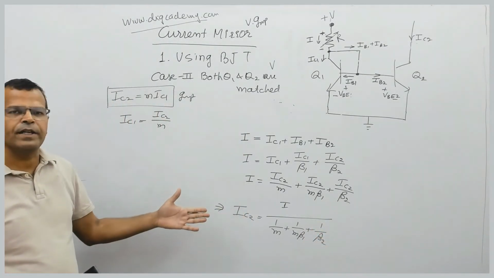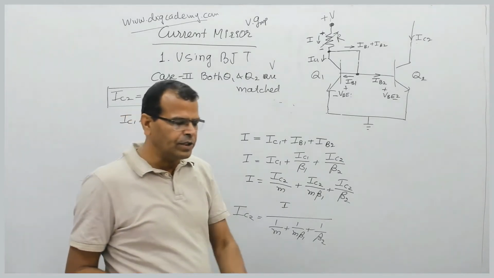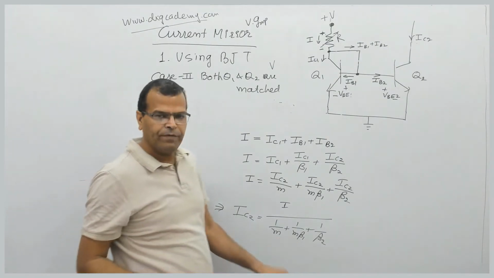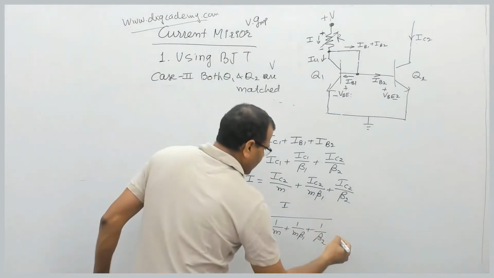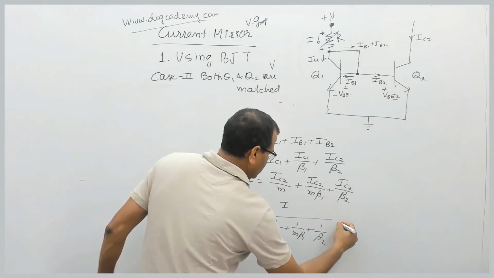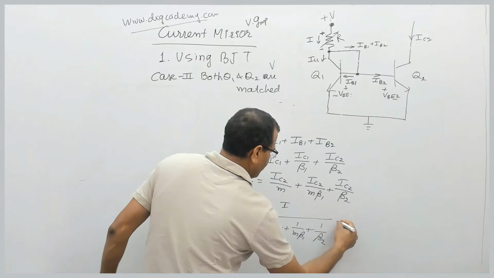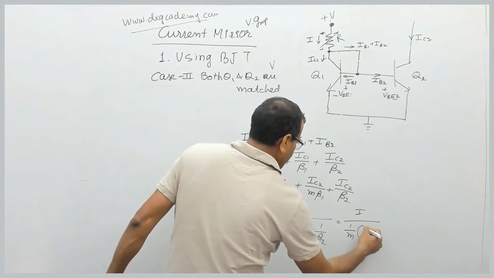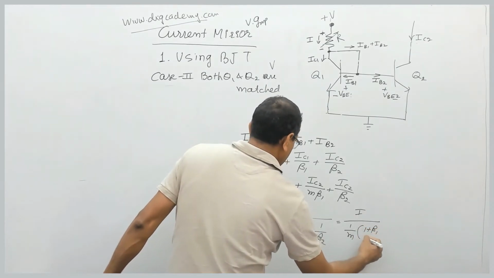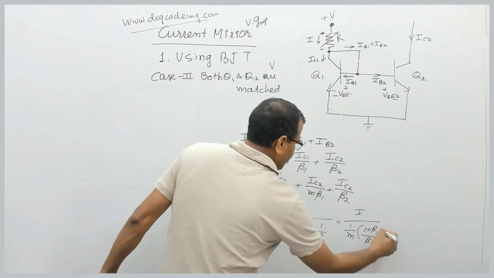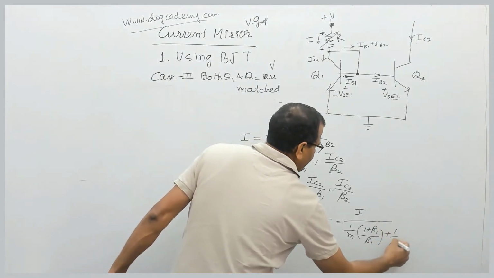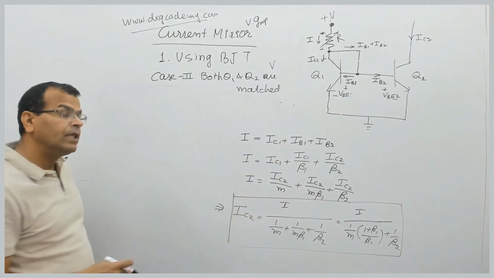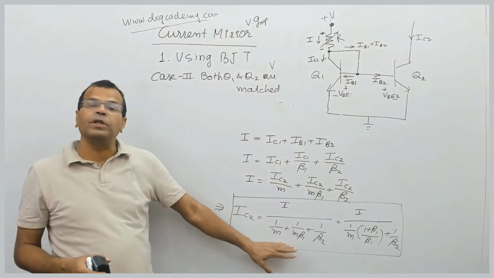Or you can simplify it further. Fine. But this is the relationship between the collector current and current I. Or you can write it like this as well. This will be I upon, you can take 1 by m outside, 1 plus beta 1 by beta 1 plus 1 by beta 2. Fine. But here you should remember the procedure rather than mugging up this formula.